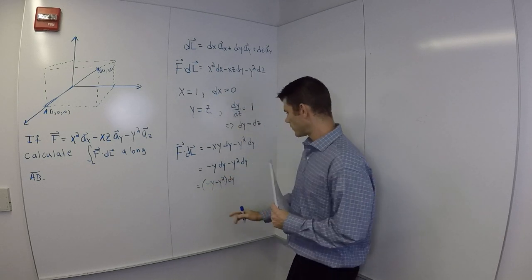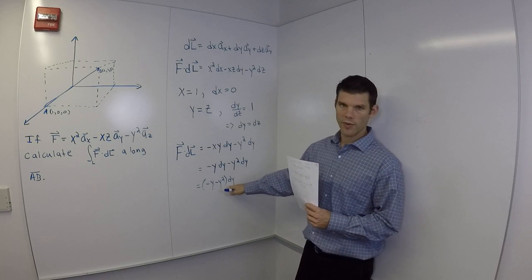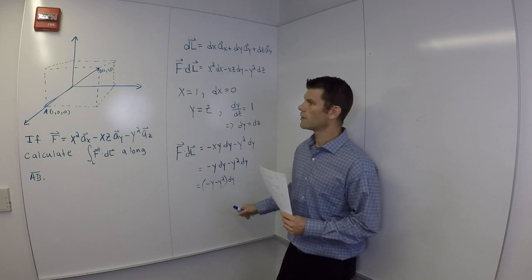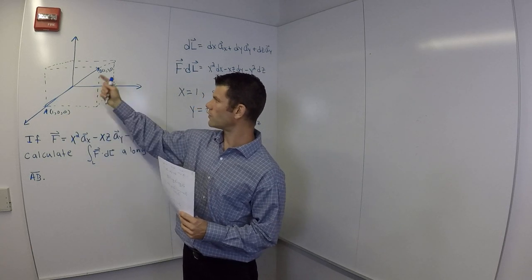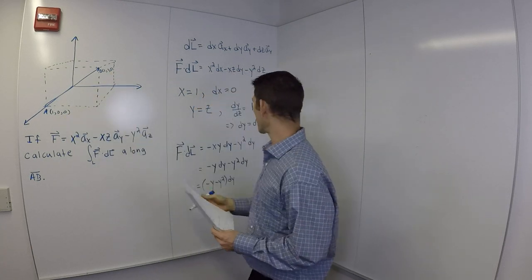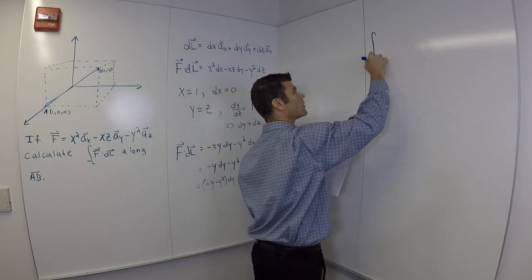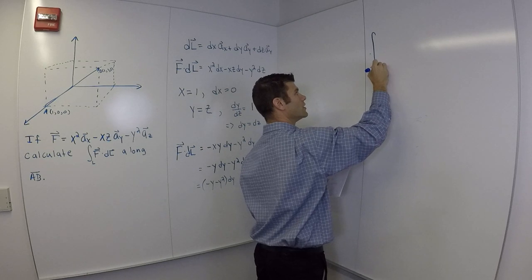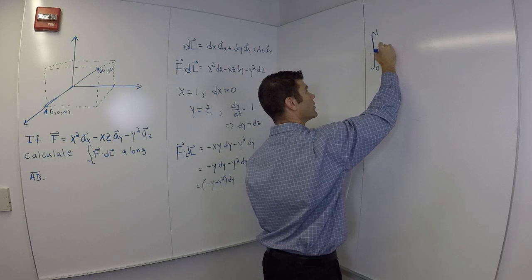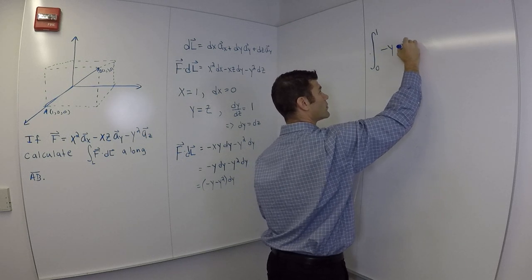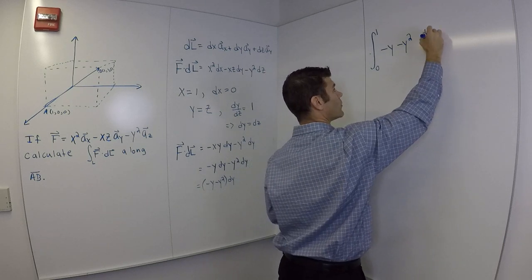Okay? So now we have the whole equation and we only have a change in one dimension, right? So it's very easy to calculate. So now we'll notice that the change goes from y equals 0 to y equals 1. Okay, that's going to be our integral bounds. And I'm going to come over here and do the integral. So we'll say y goes from 0 to 1. F dot dl is right here. So we're going to have minus y minus y squared, and integrate with respect to y.